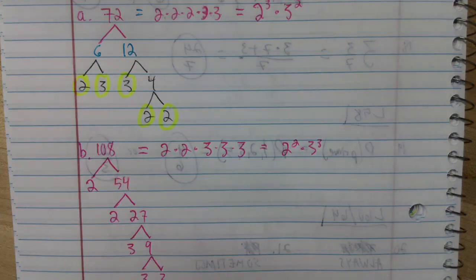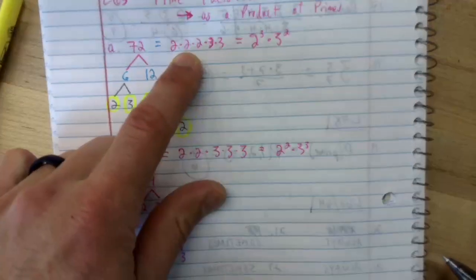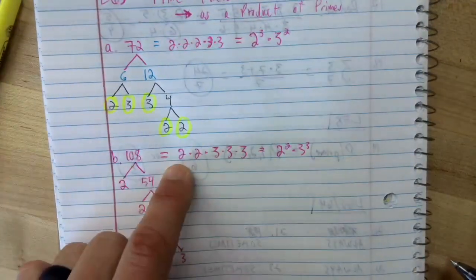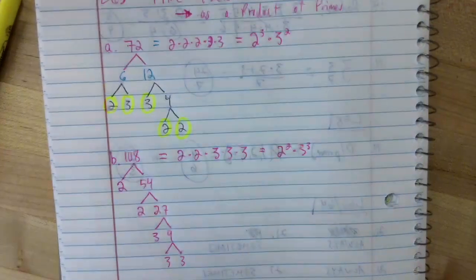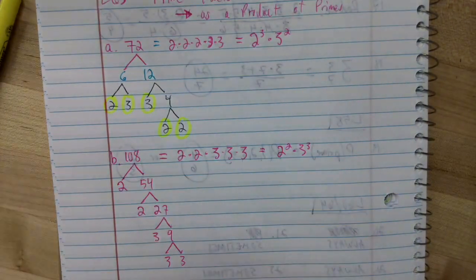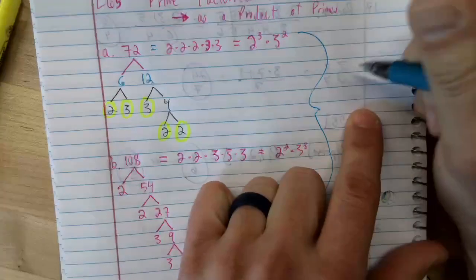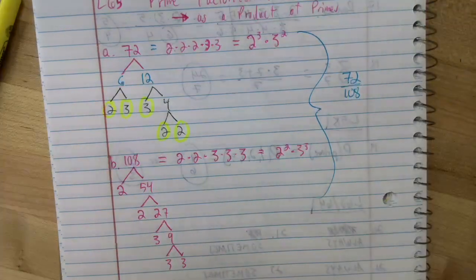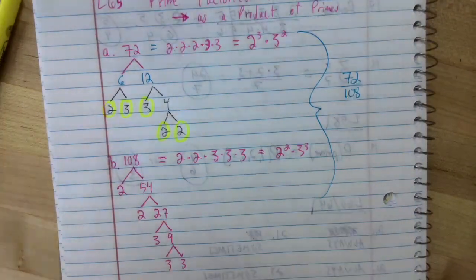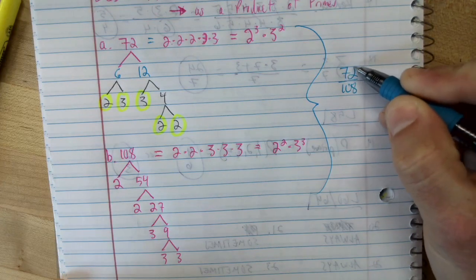But now if we zoom back out for just a second and look at 72, that was 2, 2, 2, 3, 3. And 108 is 2, 2, 3, 3, 3. What might we be asked to do in the future? Well, we might actually learn that we can use prime factorization to reduce something like 72 over 108 if that was a fraction. Now, looking at it this way, it's a little bit more difficult.